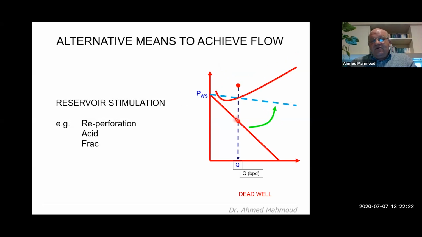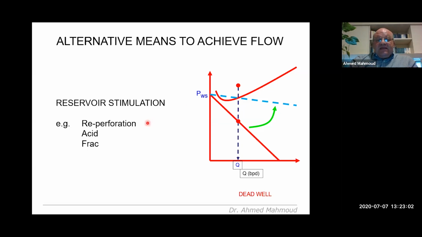And there's another way I can get an intersection if I don't have the economics for actual injection: the normal stimulation techniques, which will still remove the damage and try to enhance the flow through the porous medium. And these are basically reperforation, or acid or frac. And if I do any of these, basically I'm moving my inflow a little bit up in terms of the inclination to be able to reach an intersection between my inflow and my outflow.